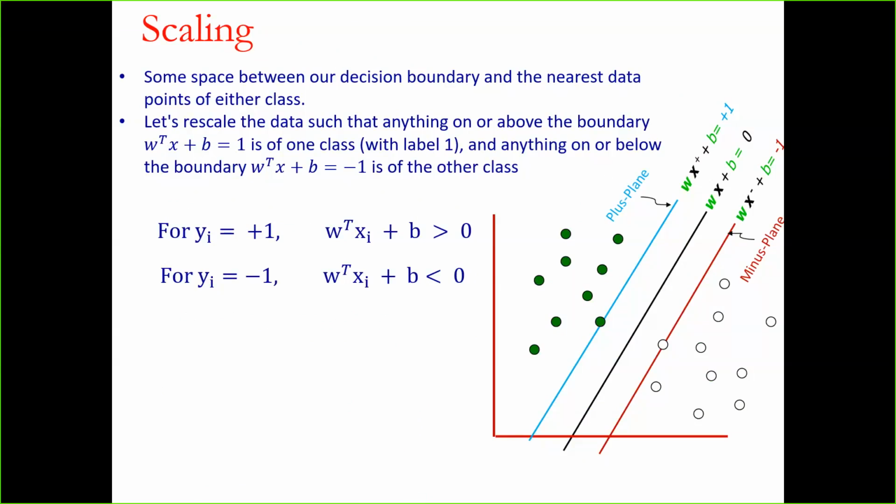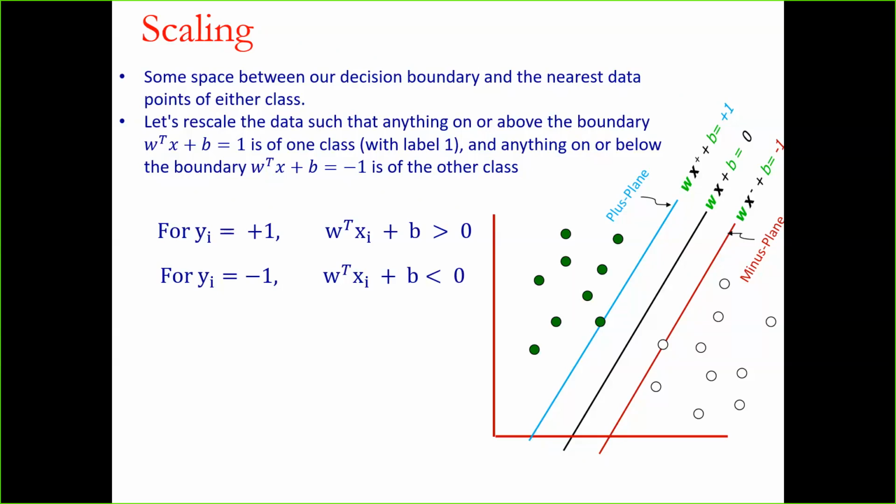So now, earlier what we were saying, we are trying to learn a line W transpose X plus B equal to 0, such that anything above the plane is positive and anything below the plane is negative. It means you try to learn a line such that all the positive points come above the plane and all the negative points come below the plane. That's what we are saying.